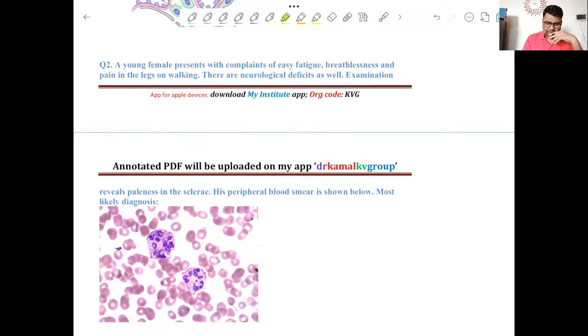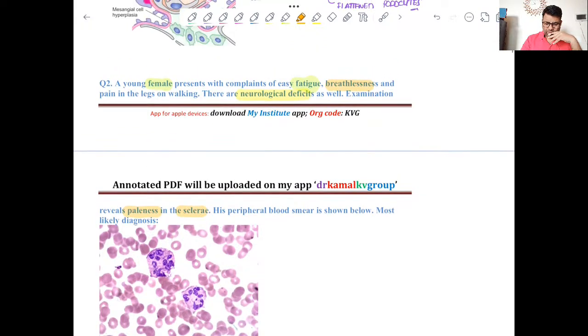A lady presents with fatigue, breathlessness, and pain in the legs while walking. There are neurological deficits, and there is pale sclera, and a peripheral blood smear is given, right? So fatigue, breathlessness, neurological deficits, pale sclera. Now this is actually suggestive of anemia.